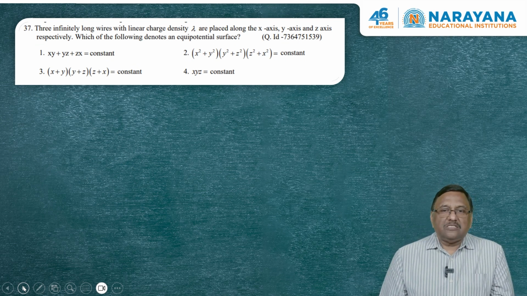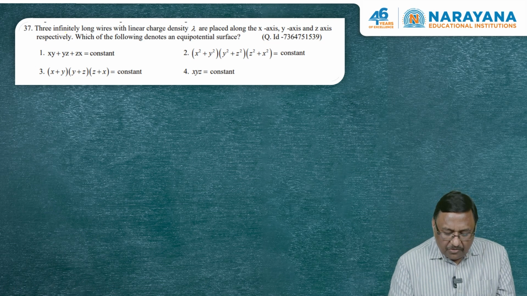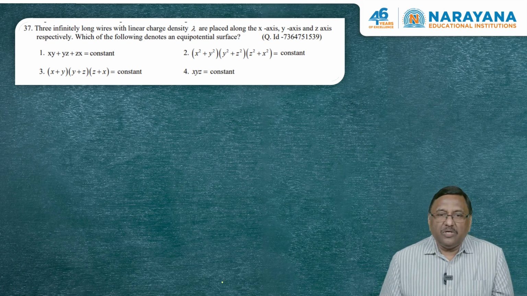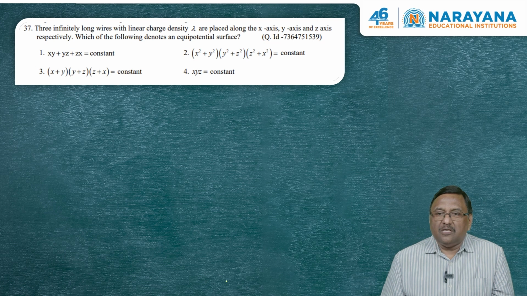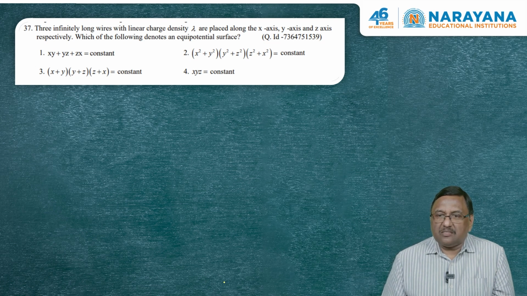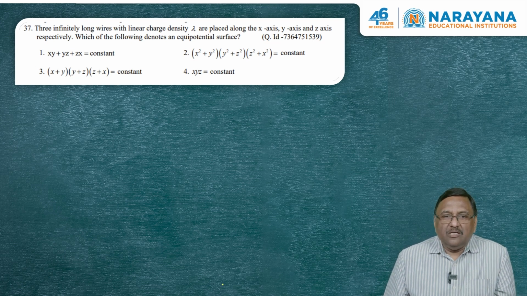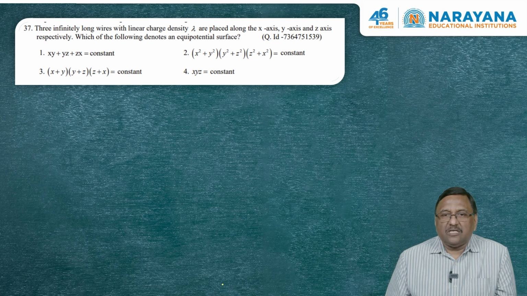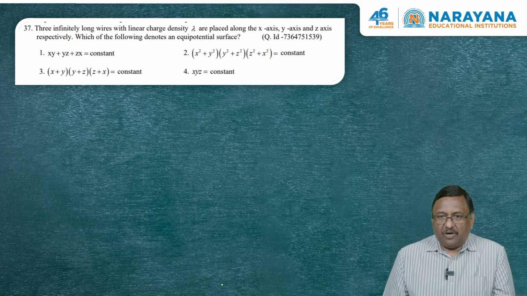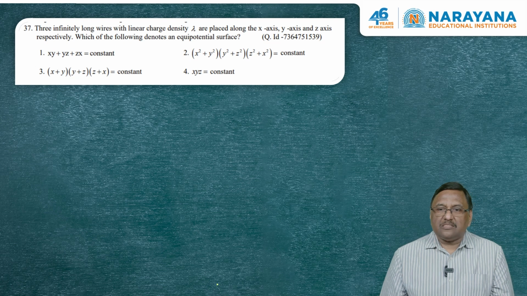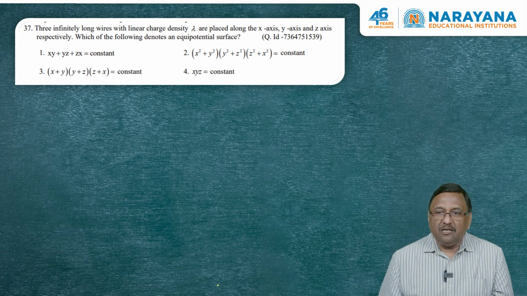Here you read this question easily, carefully, simply. 3 infinitely long wires with linear charge density lambda are placed along the x-axis, y-axis and z-axis respectively. Which of the following denotes an equipotential surface? Wow, this is a good question. If you read it very carefully, he is giving you 3 infinitely long wires with the linear charge density given to be equal for all 3 wires, and these wires are placed along the x-axis, y-axis and z-axis. Is that clear?